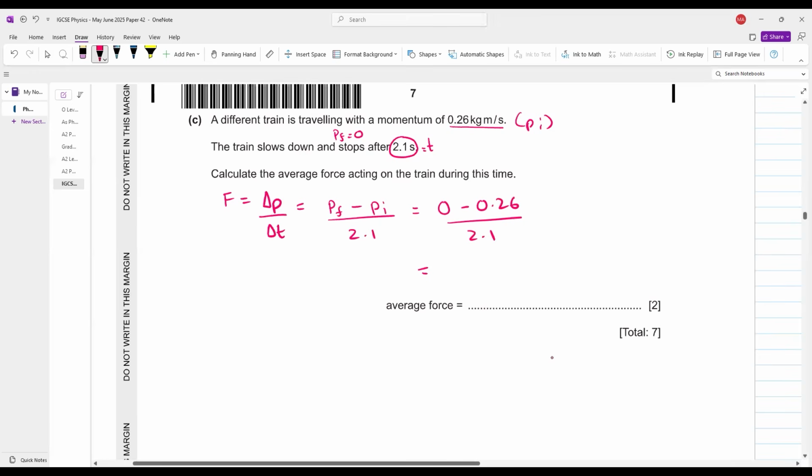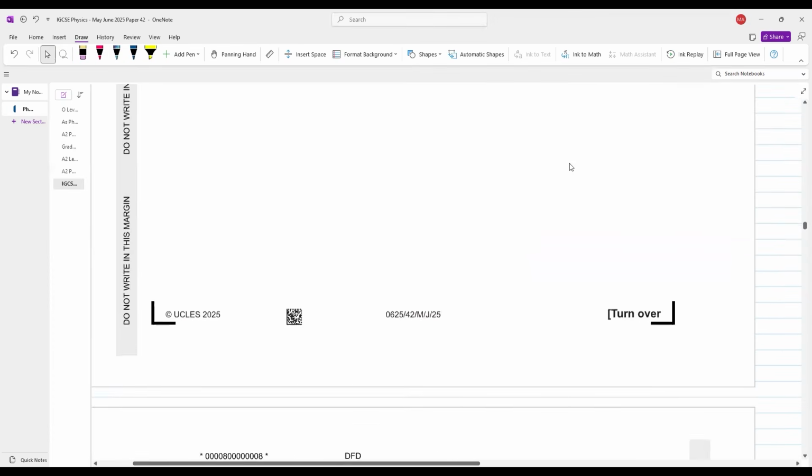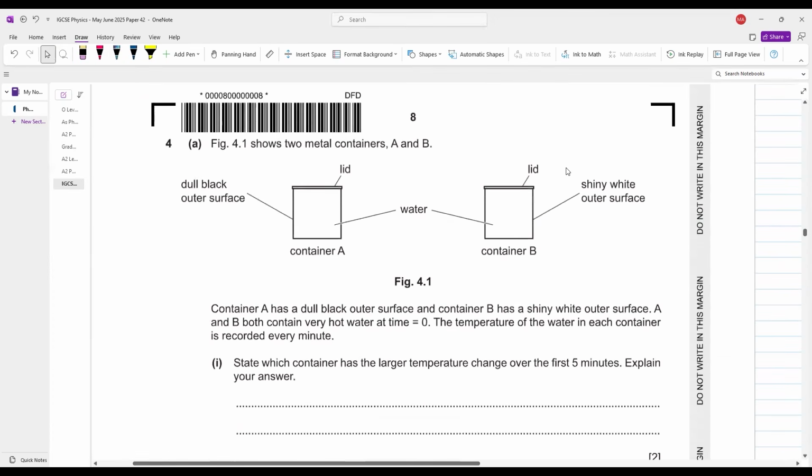Negative 0.26 divided by 2.1. This comes out to be what? Negative 0.12 Newton is your average force. बेटा आपकी एवरेज फोर्स क्या आ गई? -0.12 न्यूटन. सिंपल एज दैट. नथिंग कॉम्प्लिकेटेड हियर. कुछ भी हमने कॉम्प्लिकेटेड नहीं किया यहाँ पे. ओके, लेट्स फर्दर मूव अहेड.